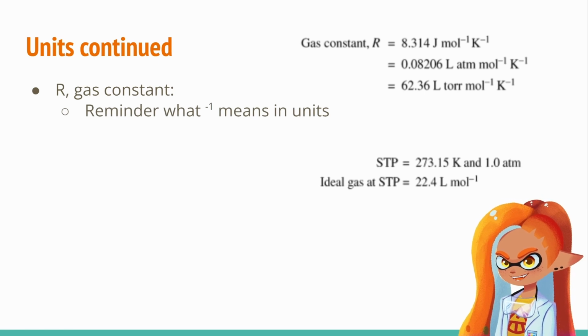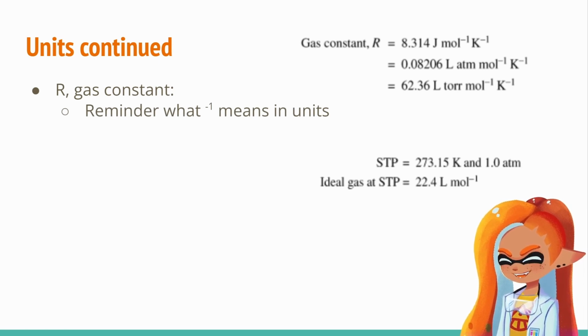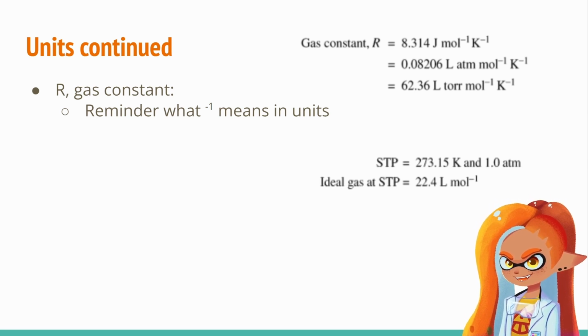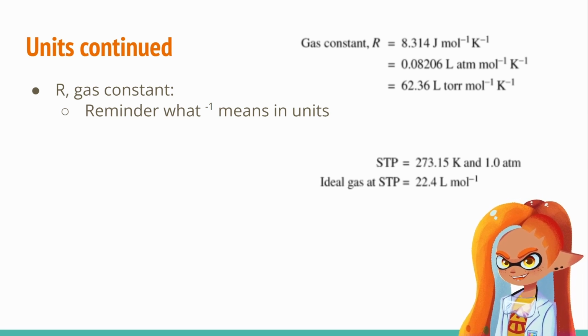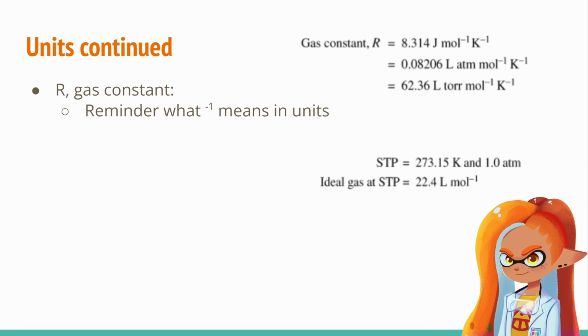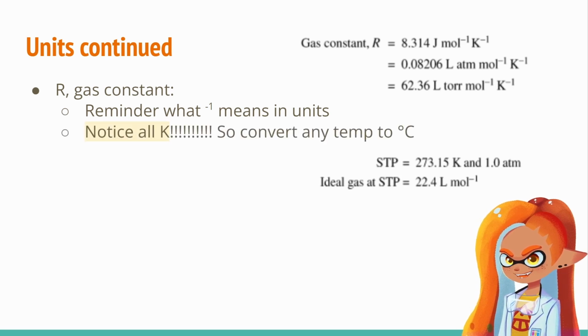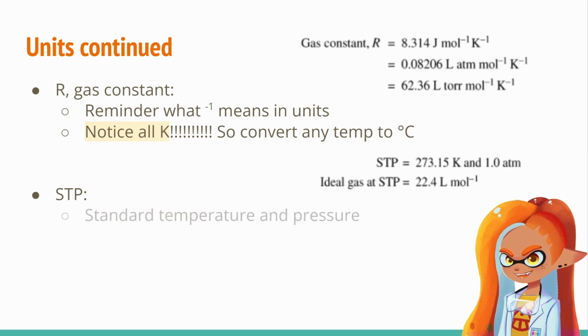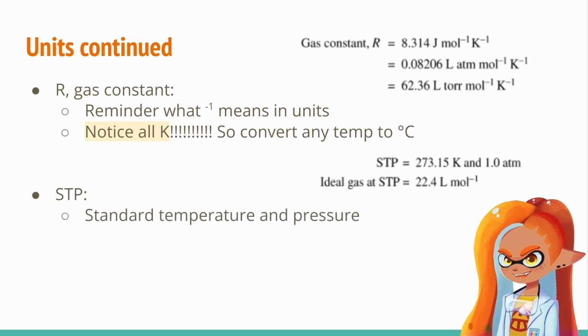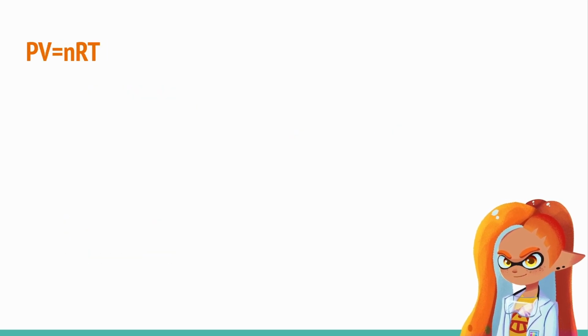Okay, so you can see the R gas constant. As a reminder, if you have a -1 there, that means you have those units on the bottom. If I'm looking at the first one, we have joules and then moles -1 and K -1, so that means the moles and the K would be in the denominator. Again, notice that they're all K, so make sure that you can convert any temperatures from degrees Celsius. STP, as I mentioned earlier, is the standard temperature and pressure. So if you have a problem and it mentions the temperature and pressure and it happens to match STP, then you can use the 22.4 liters per mole that I have mentioned.